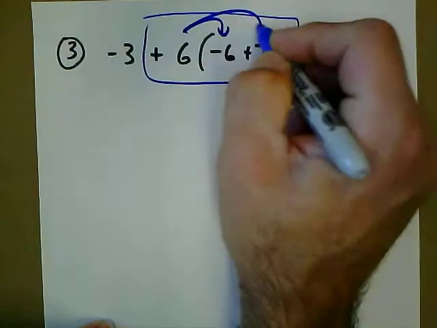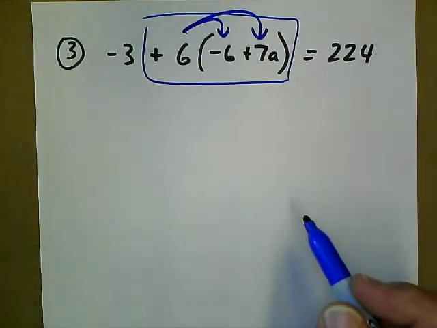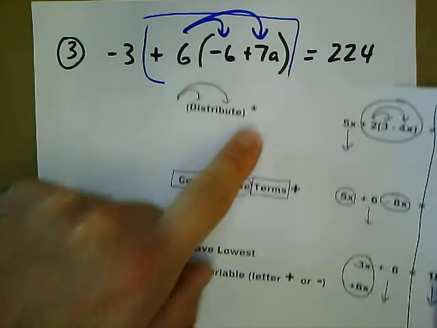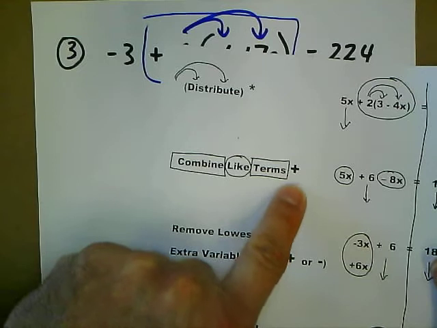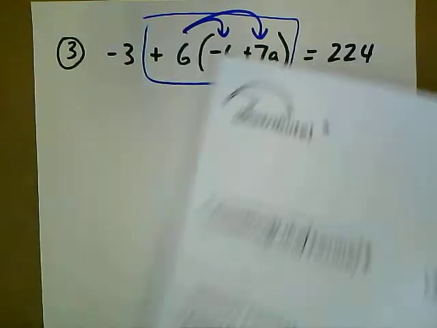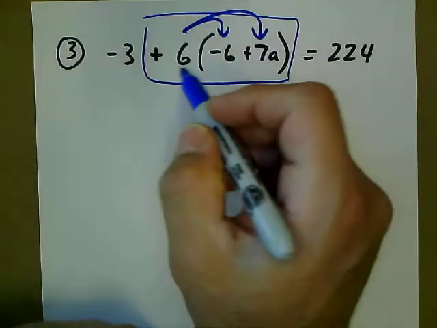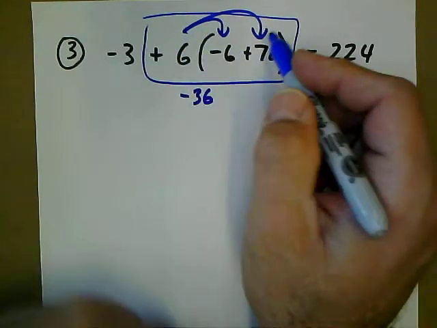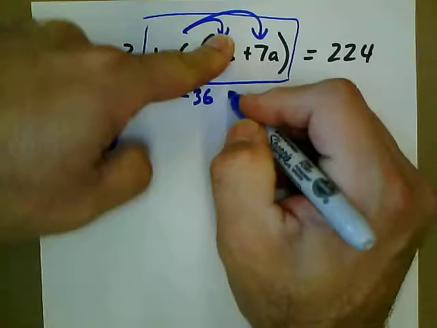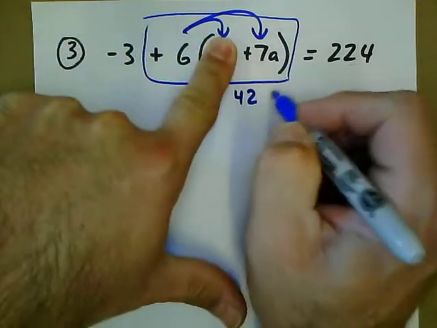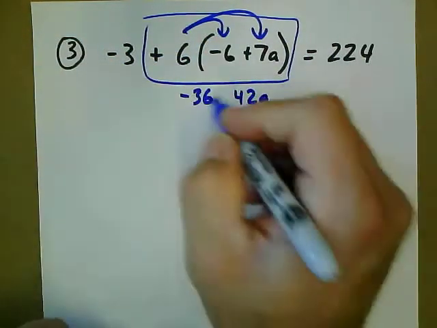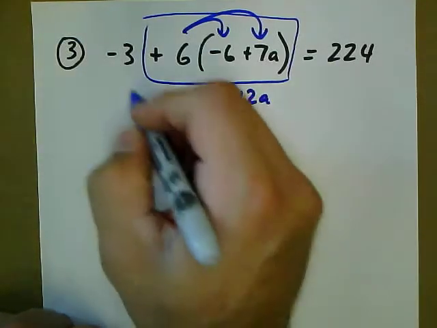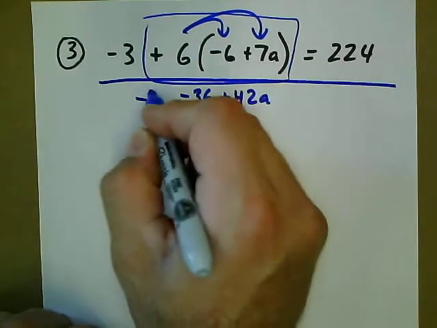So I'm going to go ahead and distribute, which means to multiply. And note when I did that, I put that little asterisk up there. That means multiplication. Notice when I combine like terms, I put plus because you're adding. All right, so 6 times negative 6 is negative 36. 6 times 7 is 42, and they have an A together. But I must put a sign in here or an operation. So since 42 is positive, I'll just make it plus. I'm going to go ahead and bring down that negative 3.